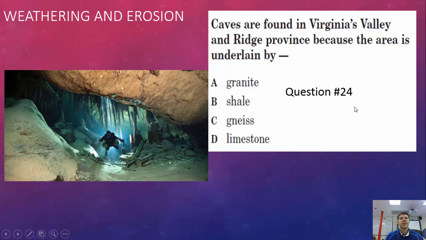Caves are found in Virginia's Valley and Ridge province because the area is underlain by, so all these caves and caverns that you see in the Shenandoah area are there because of the rock limestone. The rock limestone is being eroded away by groundwater, and it forms these really neat places, as you see this little diver going through the Luray Caverns. The answer is letter D, limestone.